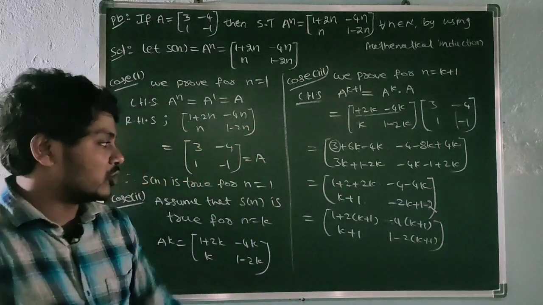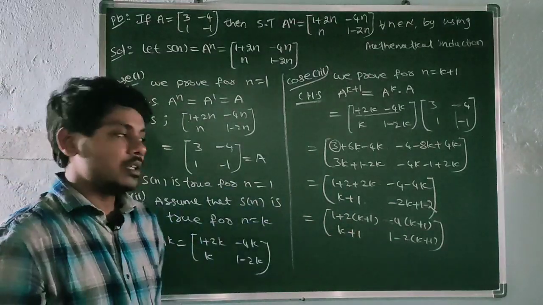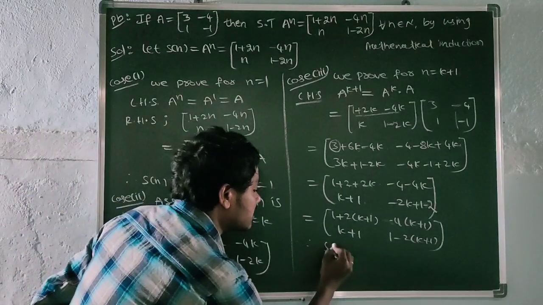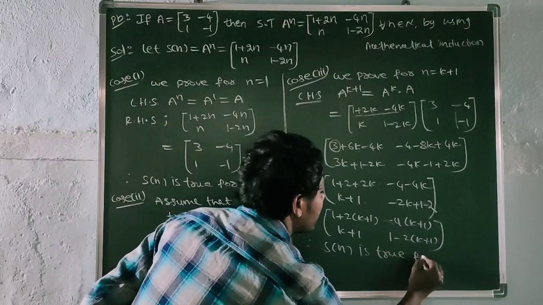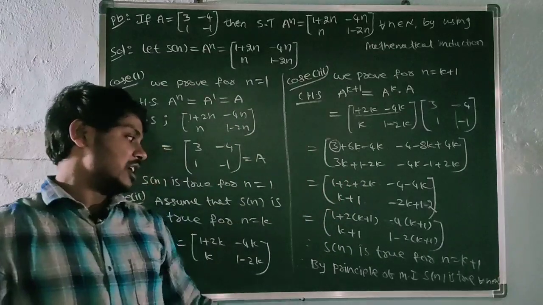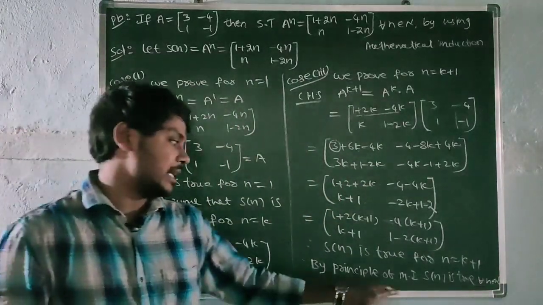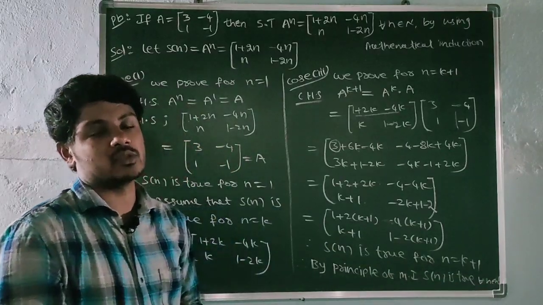So clearly what you get in place of n, k plus 1. Therefore S of n is true for n equals k plus 1. So therefore by principle of mathematical induction, S of n is true for all n belongs to N.